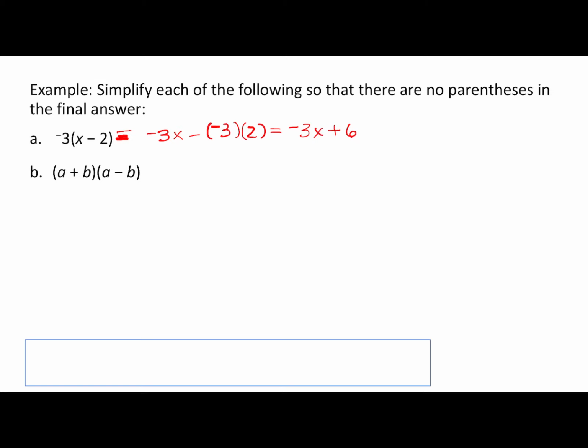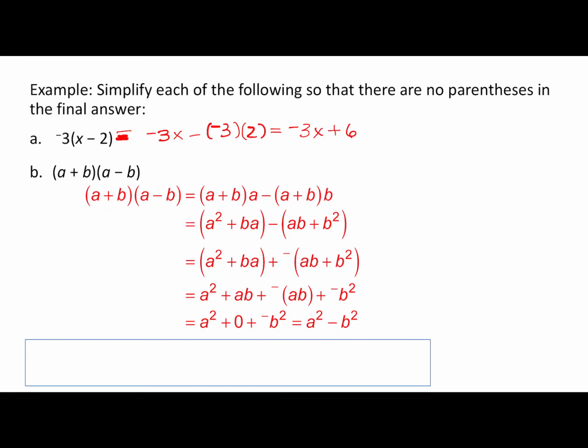What about a plus b times a minus b? I think I have this one in the slides. So we're going to use the distributive property first to distribute this a plus b over the a minus b. So that's the quantity a plus b times a minus the quantity a plus b times b. And now I'm going to use the right distributive property to distribute on the right of each of these. So I get a squared plus ba minus the quantity ab plus b squared.